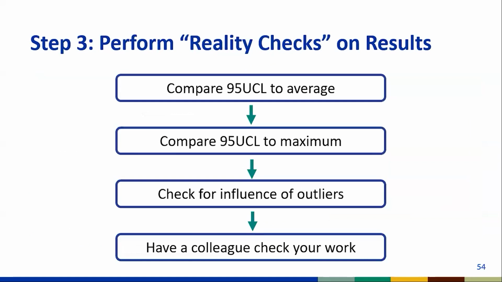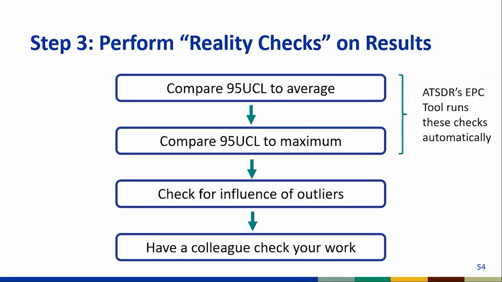Moving on, and as a final step, health assessors should perform several reality checks on the calculated values to ensure they are appropriate for use in a health assessment. This includes comparing 95 UCLs to average concentrations, comparing 95 UCLs to maximum concentrations, checking for the influence of outliers, and having a colleague check your work. Of note, ATSDR's EPC tool runs the first two reality checks automatically.